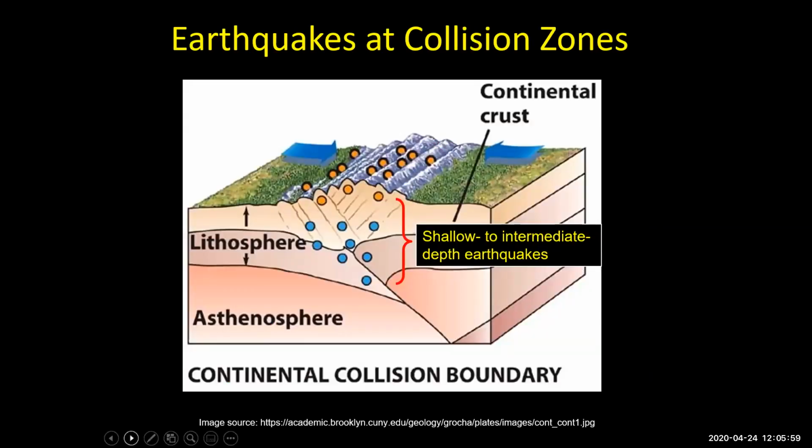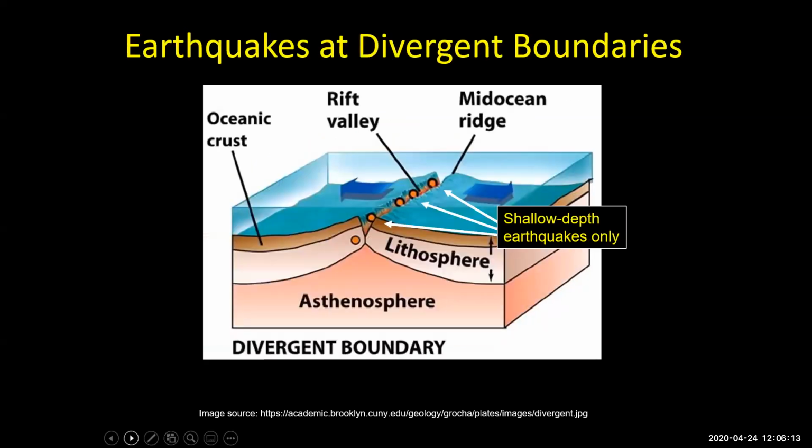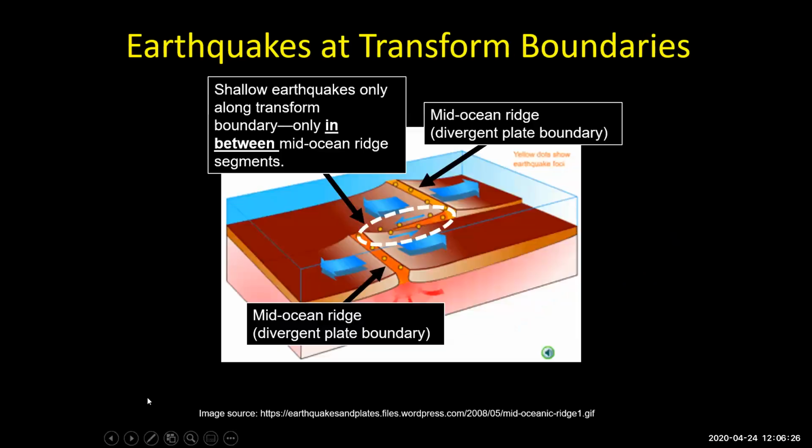So just a quick diagram of the earthquake signature at collision zones. Here we tend to get shallow and intermediate depth earthquakes where 2 continental plates are converging. And at divergent plate boundaries, we exclusively get shallow depth earthquakes, quite shallow in fact, no deeper than perhaps a few tens of kilometers at the very most. And then at transform boundaries, we likewise get only shallow earthquakes.